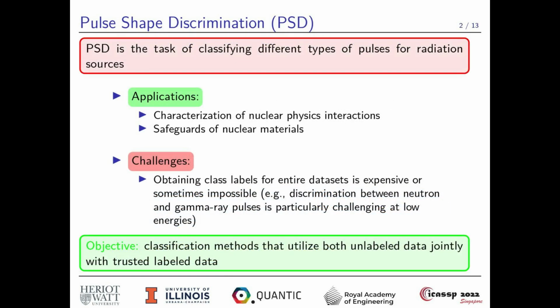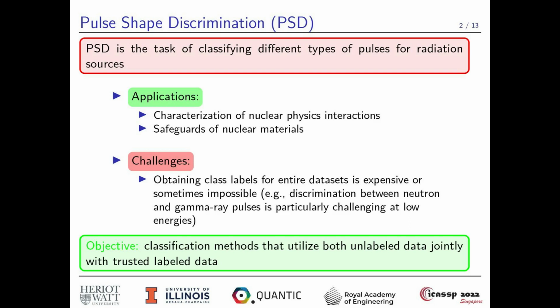In this work, we address the task of classifying different types of pulses for radiation sources. This task is encountered in a variety of applications, including characterization of nuclear physics interactions and safeguards of nuclear materials.